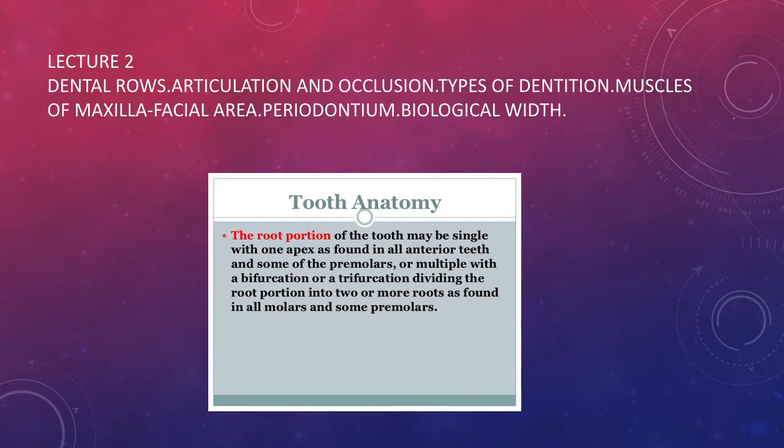You know, all molars on the mandibula, the first and second molar, and sometimes the third molar, have two roots, and it is a bifurcation. And the first and second molars from the maxilla sometimes have three roots, and the third molar too, and it is a trifurcation.